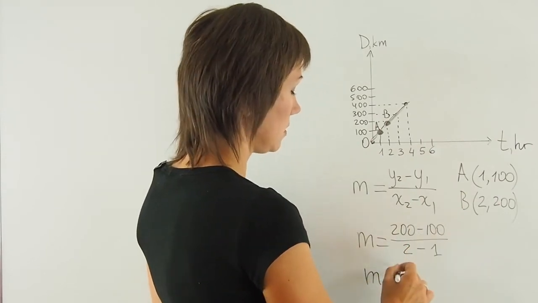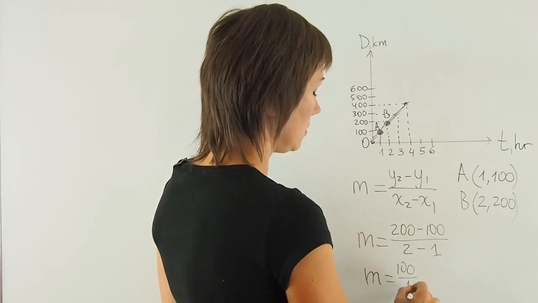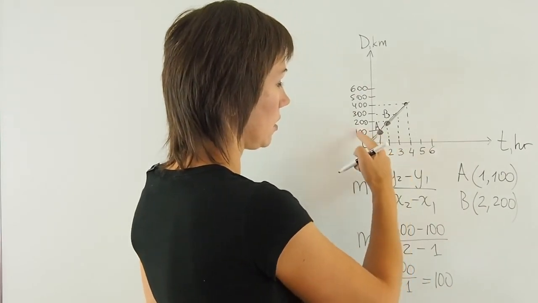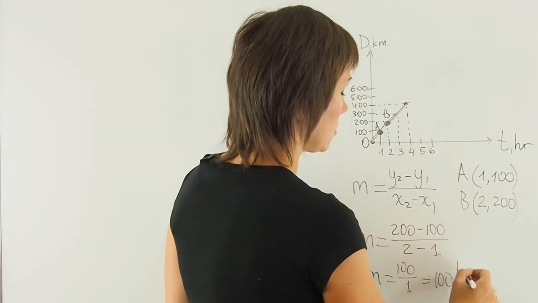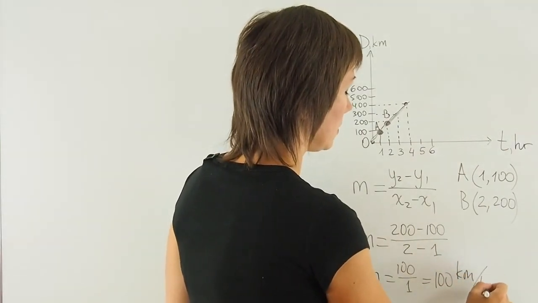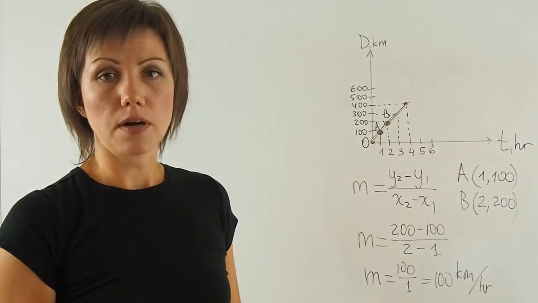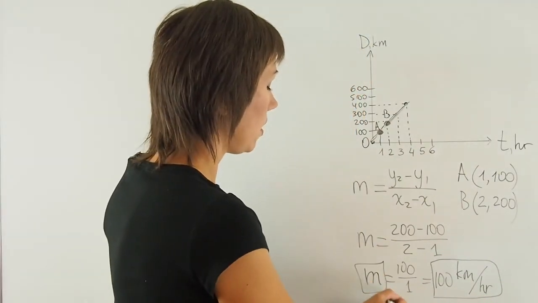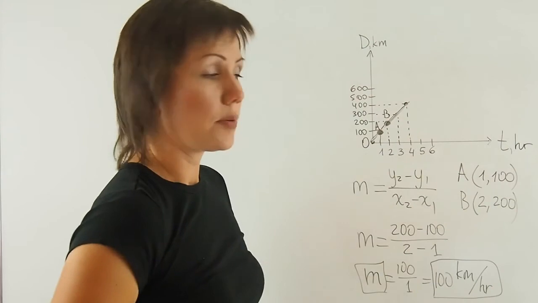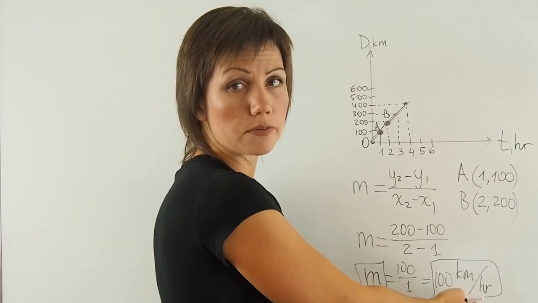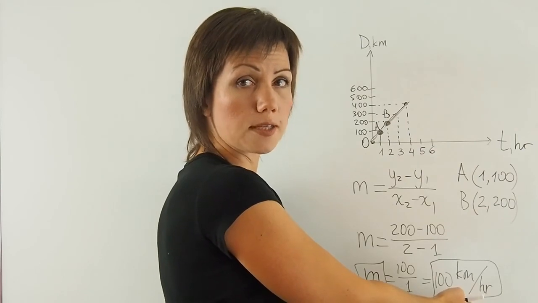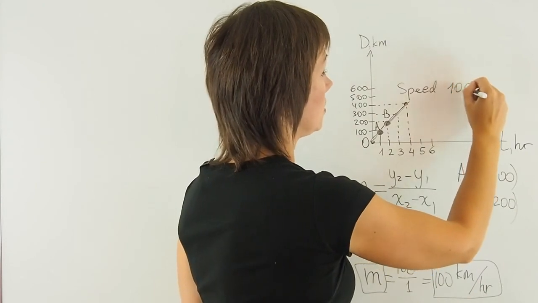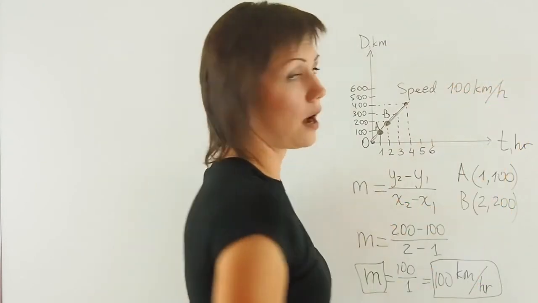m equals 100 over 1, which is 100. And my units were kilometers here and hours here. So kilometers for y and hours for x, kilometers per hour. So in this problem, the slope of a line on a graph represents the speed at which the vehicle has been moving all this time. So the speed of this vehicle is 100 kilometers per hour.